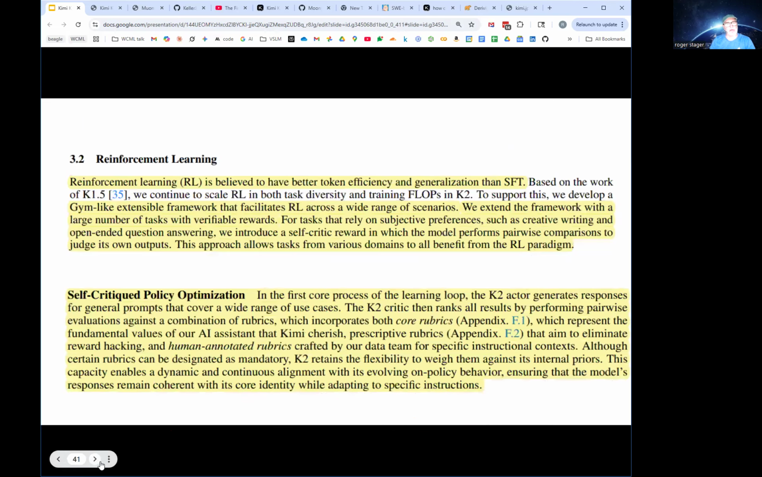Okay, and then reinforcement learning being the last one, it's believed to have better token efficiency and generalization than supervised fine-tuning. I don't know where they come up with that as a definitive, but that's their general belief. And so, given their experience with earlier models, they're going to increase the RL.